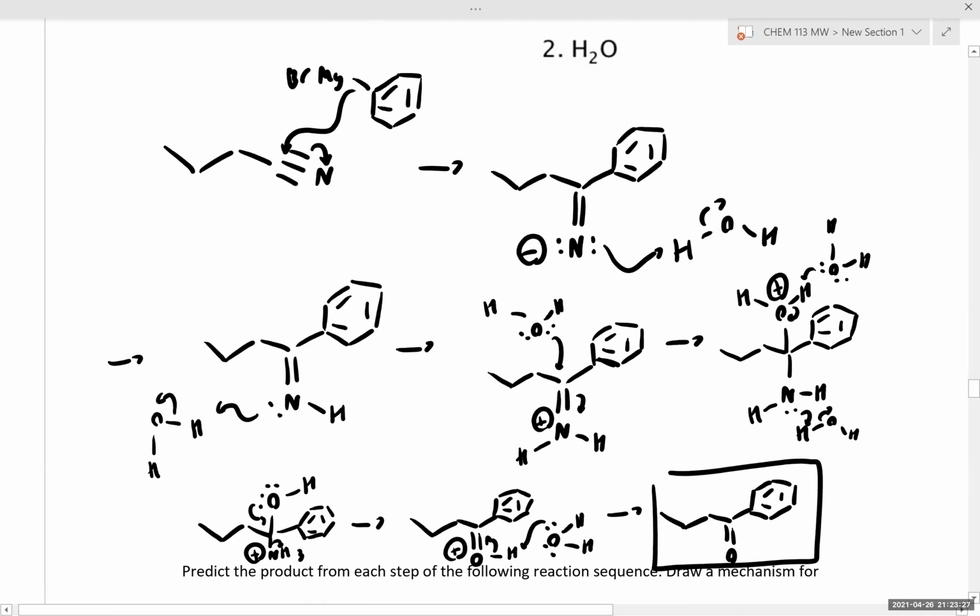Does this mechanism make sense to everyone? We've covered this extensively in the chapter on reactivity of nitriles and the reactivity of imines under aqueous conditions. Does this example make sense to everyone? Okay, let's keep going then.